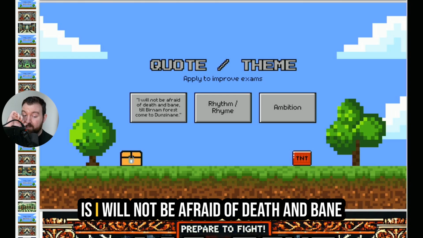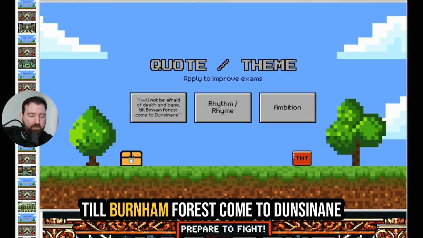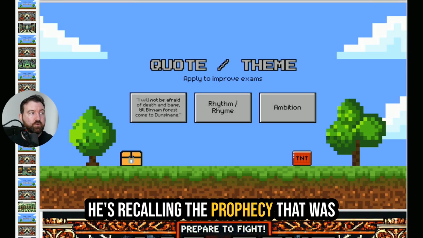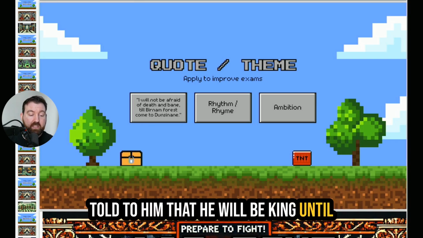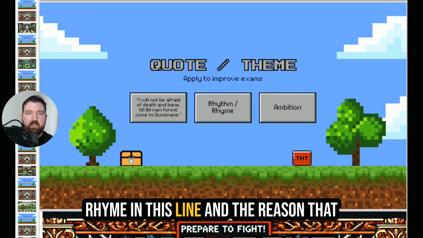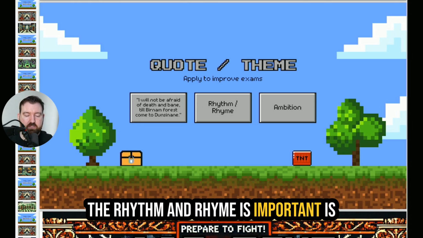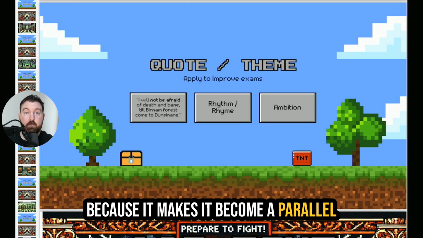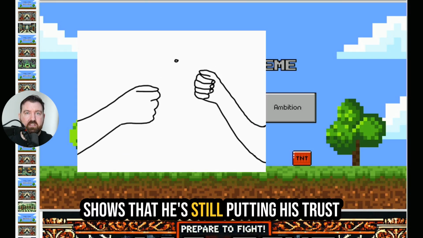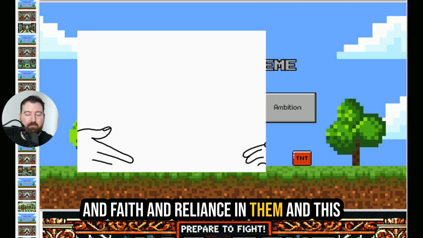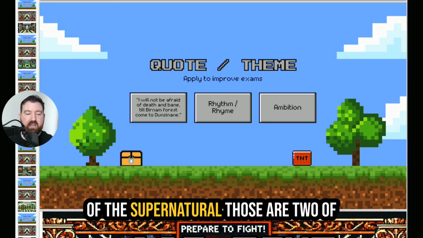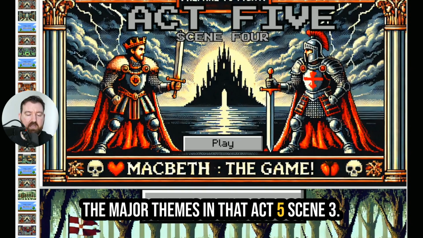Major quote from this one is, "I will not be afraid of death and bane till Birnam Forest come to Dunsinane." Now, the reason that's important is he's recalling the prophecy that was told to him that he will be king until Birnam Forest climbs up Dunsinane Hill. But also, there's rhythm and rhyme in this line. And the reason that the rhythm and rhyme is important is because it makes a parallel with the witches, who always speak in rhythm and rhyme. And so when Macbeth also speaks in rhythm and rhyme, it shows that he's still putting his trust and faith and reliance in them. And this again links to the theme of ambition. It also definitely links to the theme of the supernatural. Those are two of the major themes in that Act 5, Scene 3.